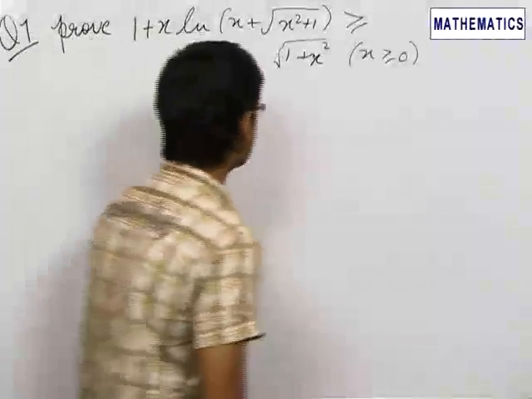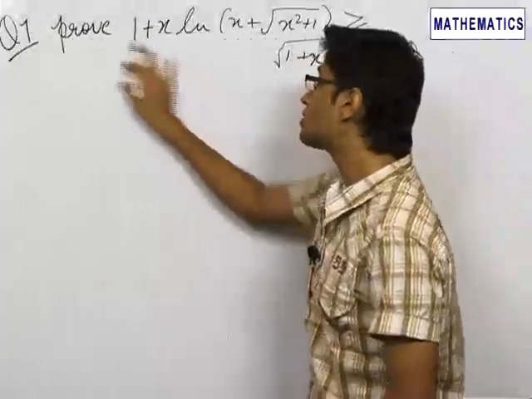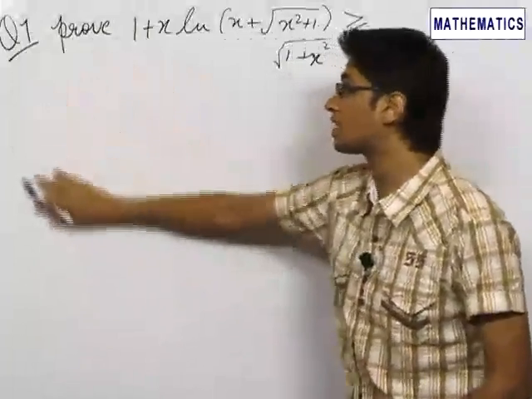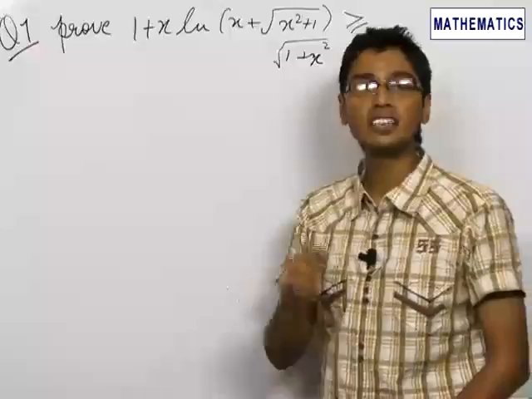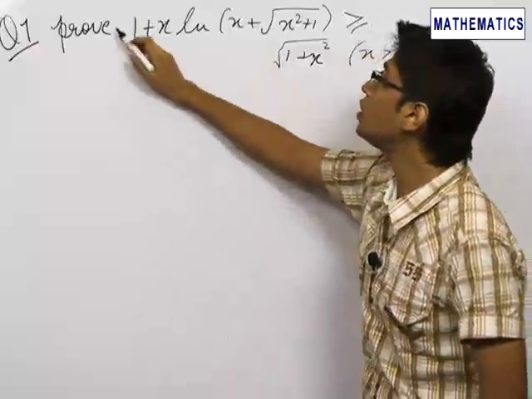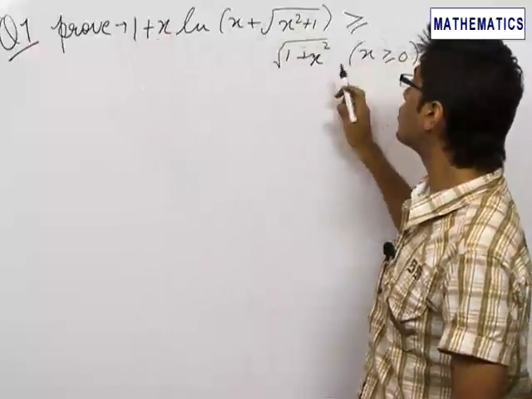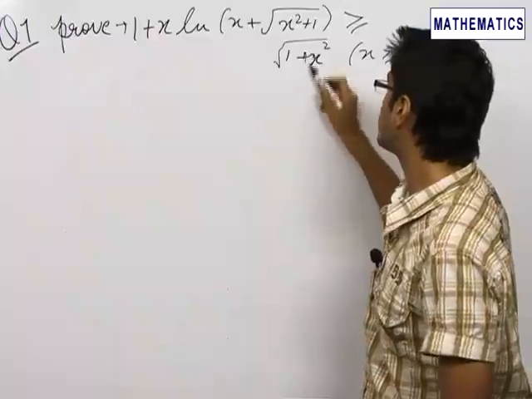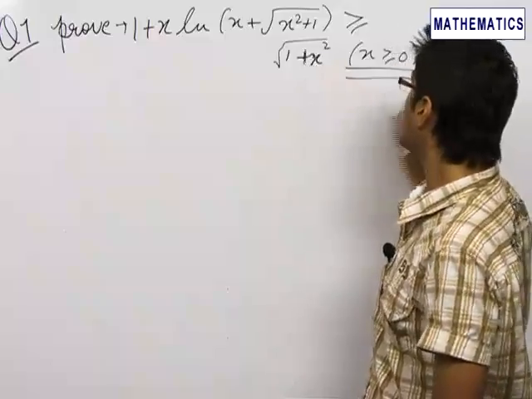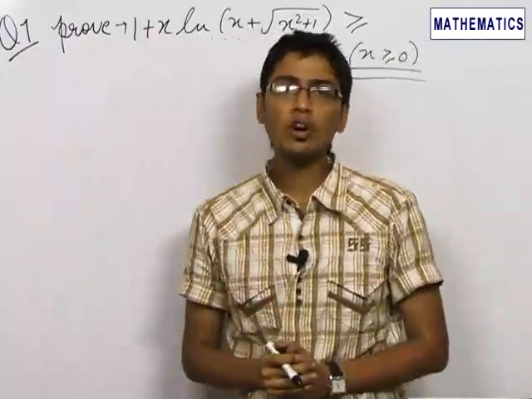The seventh problem of ours is a very interesting and a very important problem, mind you, because it gives us a very important and very essential practice regarding the increasing and decreasing nature of functions. Here we need to prove that (1 + x) ln(x + √(1 + x²)) is greater than or equal to √(1 + x²) for every x greater than or equal to 0. Now there is a special and a very set method for doing all these kind of problems.